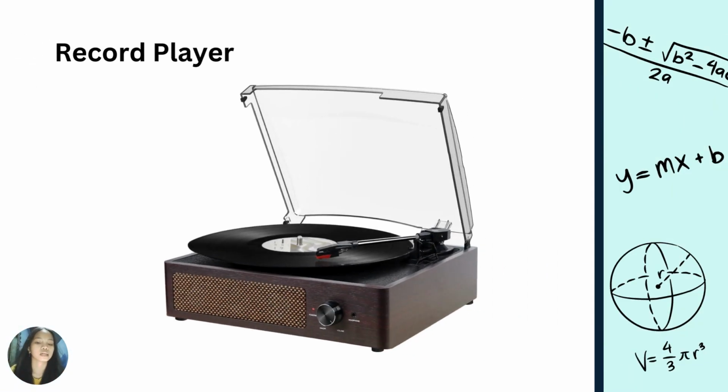Next is the record player. Example: think about a record player spinning a vinyl record. The rotation of the turntable provides angular displacement, translating into the motion of the needle along the grooves of the record. This rotational motion is then converted into sound energy.